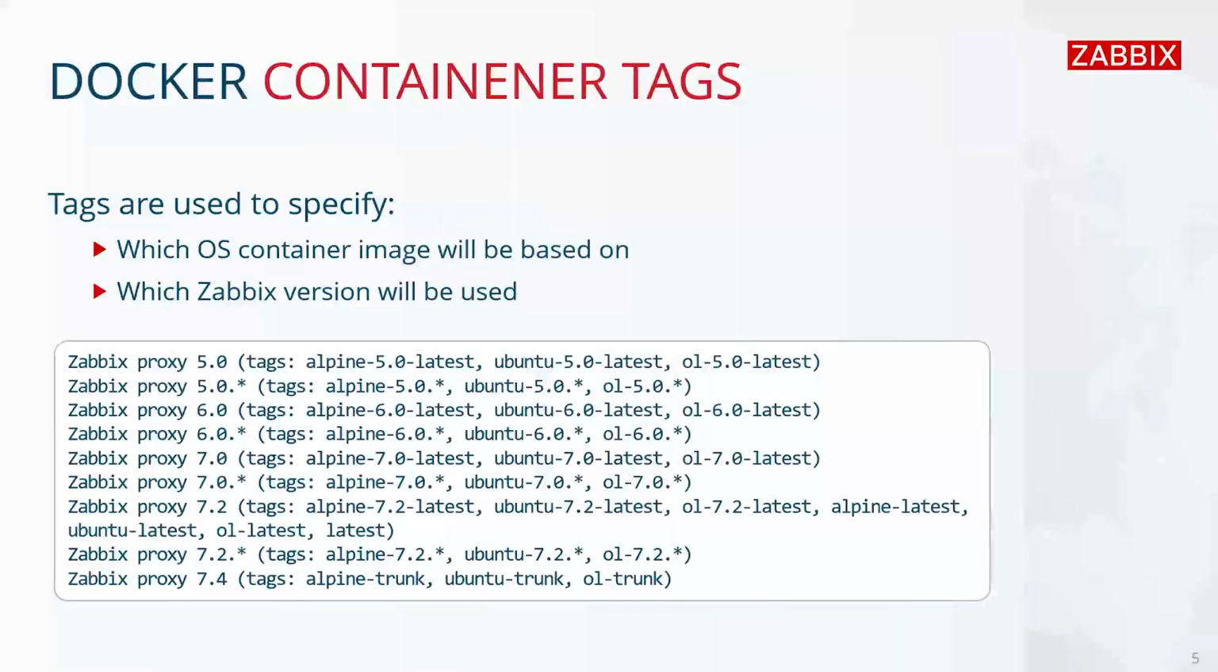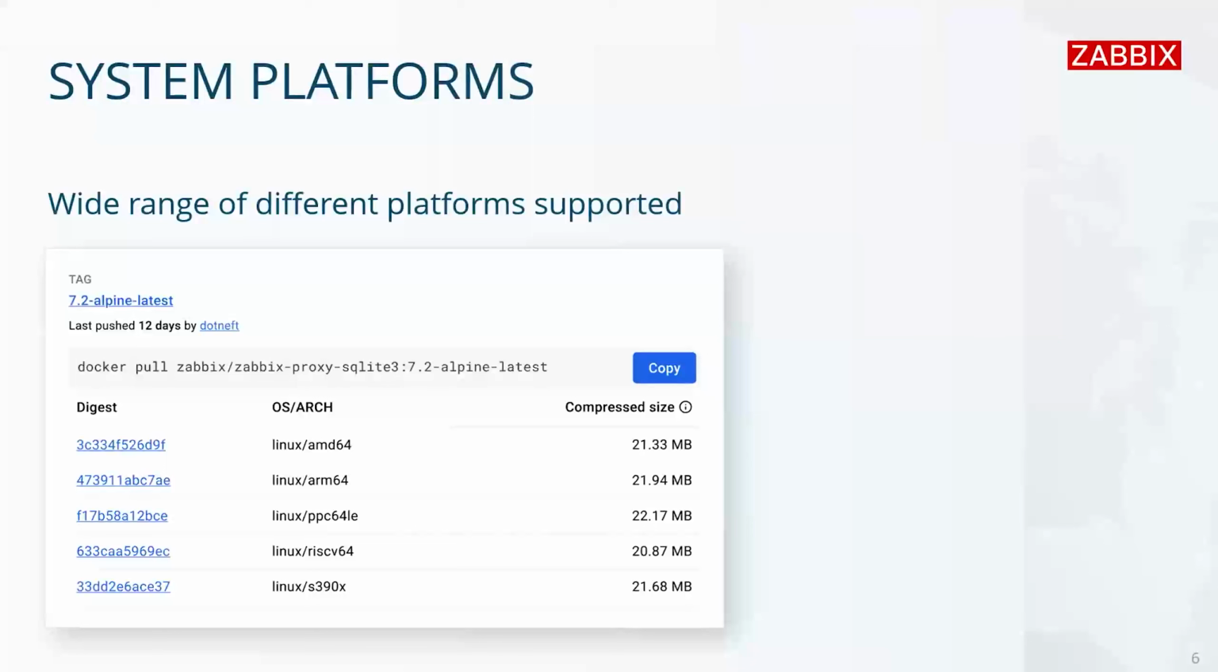These tags are used to specify which image will be used for you and which Zabbix version you want to use. Maybe some want to have the latest version. Some may have an older version, maybe have not migrated yet, and maybe need some proxy to do some pre-processing offloading. It is also supported by different platforms.